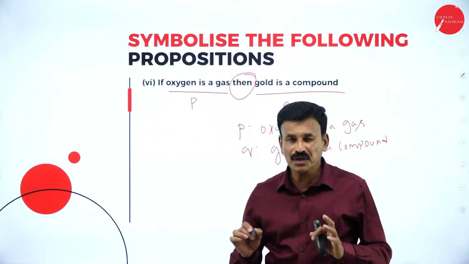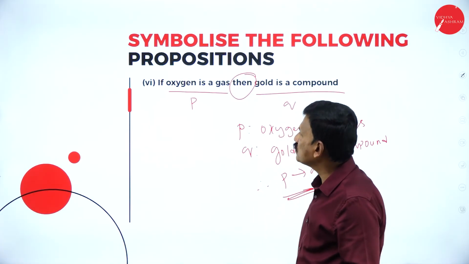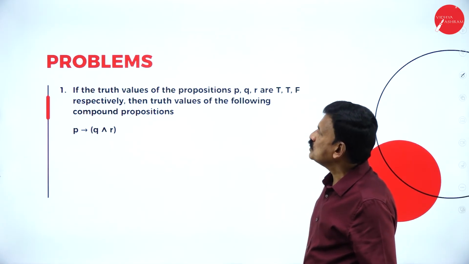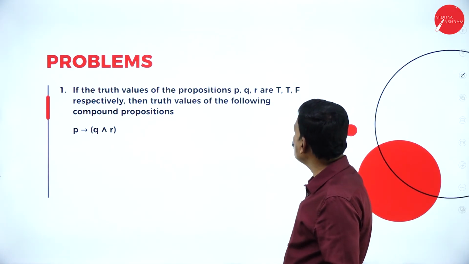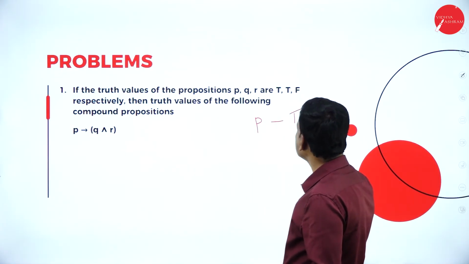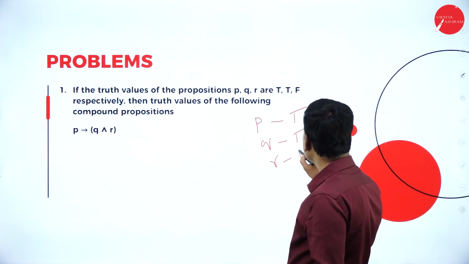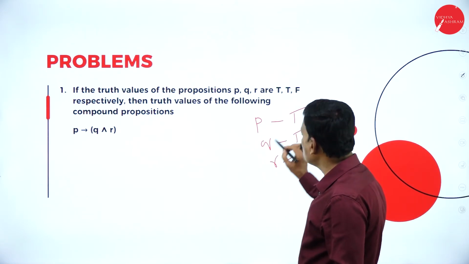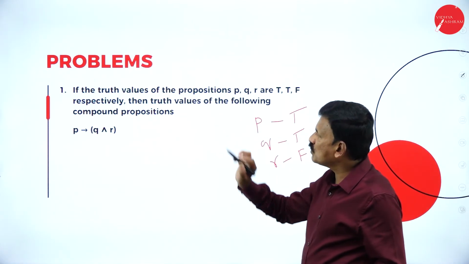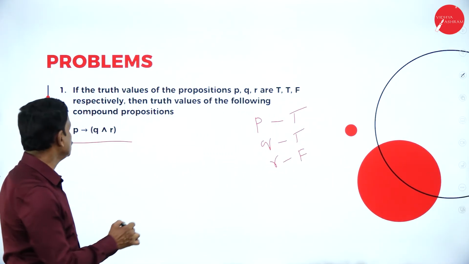Now hope you got an idea how to represent the given statement in the symbolic form. Now let us move on to the next type of problems. In the second set, these are also important for 2 marks. If the truth values of the propositions P, Q, R are given, so the truth value of P is given as T, the truth value of Q is given as T, and the truth value of R is given as F. So P is true, Q is true, R is false respectively. Then find the truth values for the following compound proposition. The first one is P conditional to Q conjunction R.